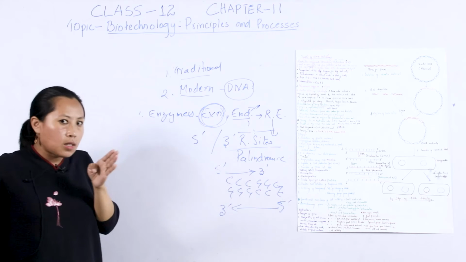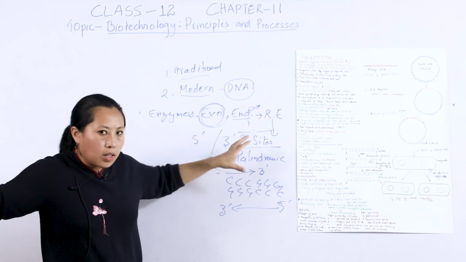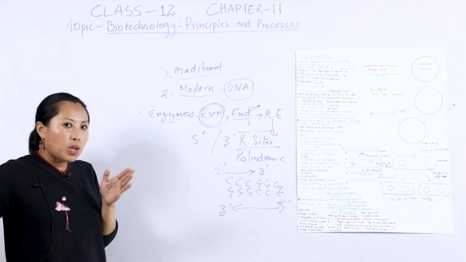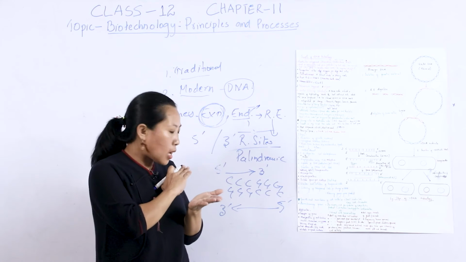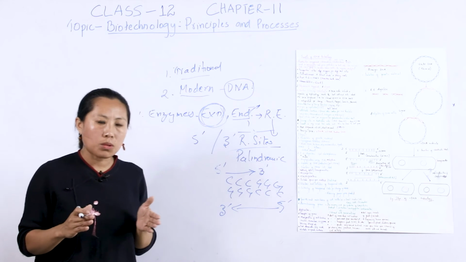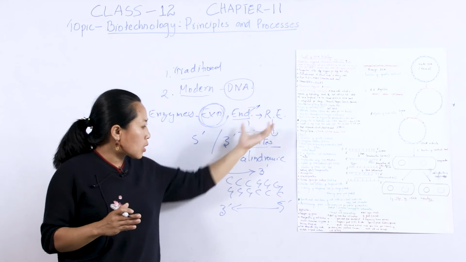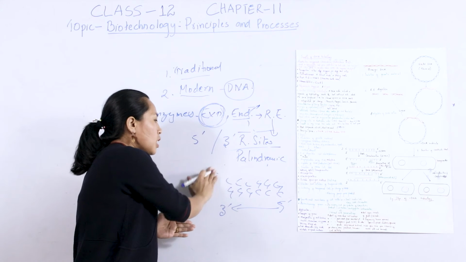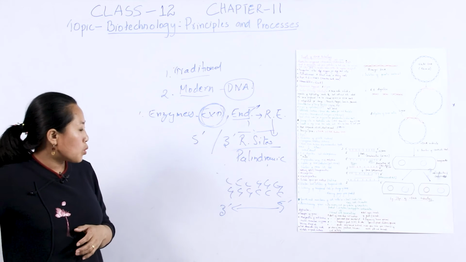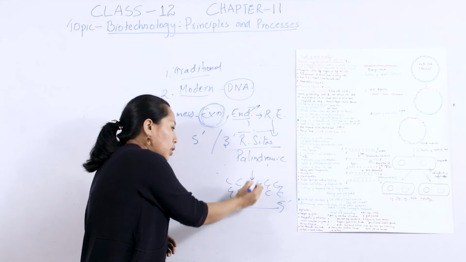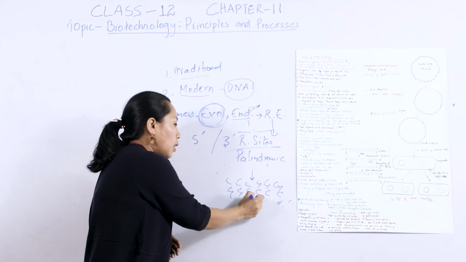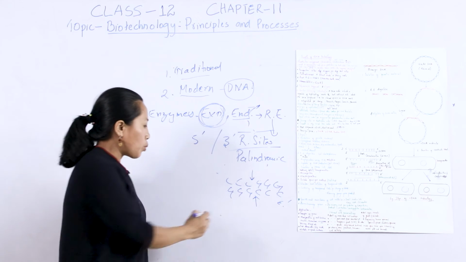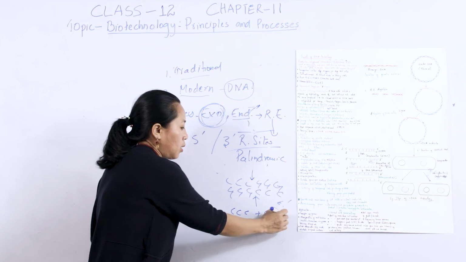As it cuts the DNA molecule at the restriction site, it produces ends, and the ends may be blunt. DNA is a double-stranded molecule, so restriction endonuclease cuts the two strands and may produce a blunt end, or it may produce a sticky end. Blunt ends are produced when restriction endonuclease cuts the DNA at a specific position of nucleotide, so that it produces a blunt end.